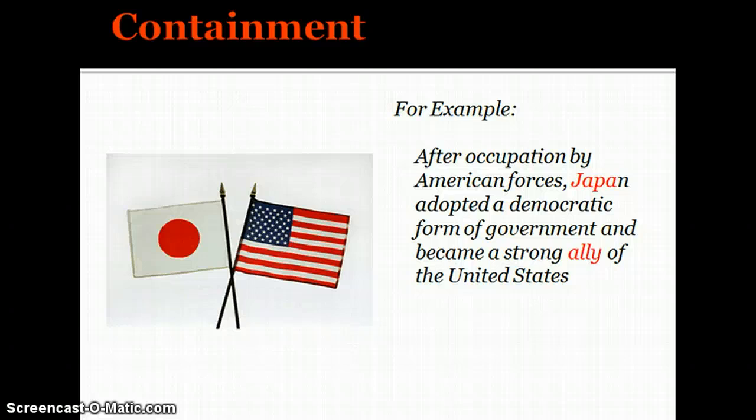Be sure to turn into video number 2 to check out how all of these differences and the policy of containment actually lead to a crisis in Berlin.